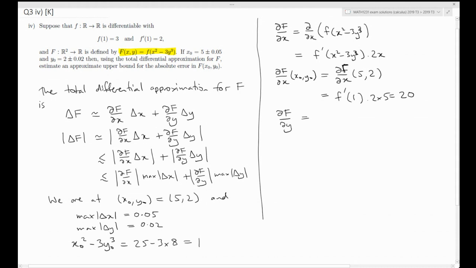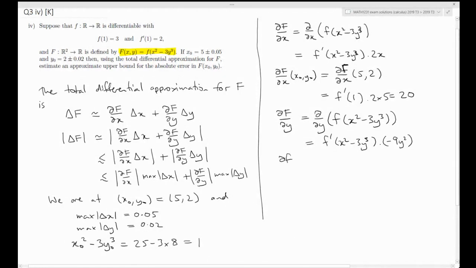So the partial derivative of capital F with respect to y is the partial derivative of f of x squared minus 3y cubed, and that's f dashed of x squared minus 3y cubed. Thanks for pointing that out in the chat. The derivative of minus 3y cubed there is minus 9y squared.